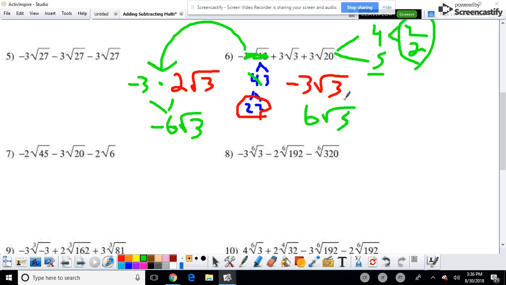Now, we can't combine this any further because there are no like radicals. We can't simplify, so we're actually done. You would write that as an expression: -3 radical 3 plus 6 radical 5.